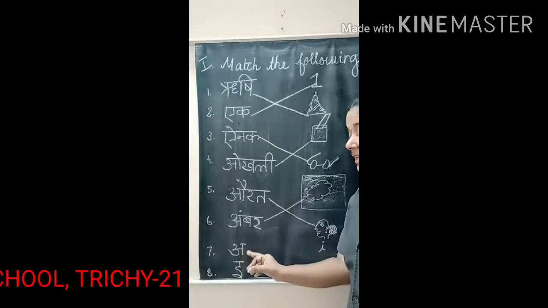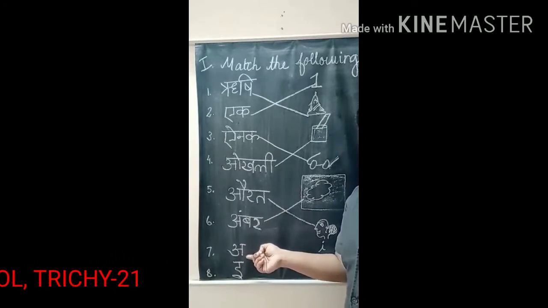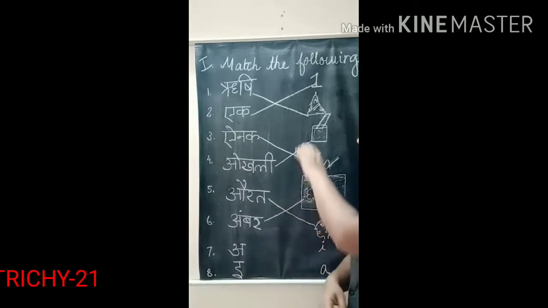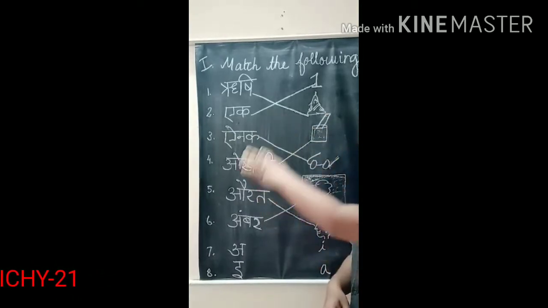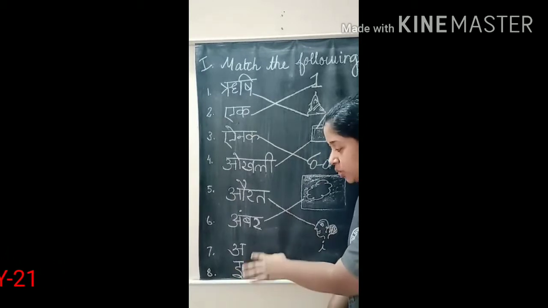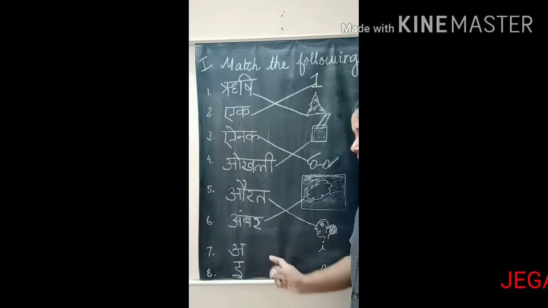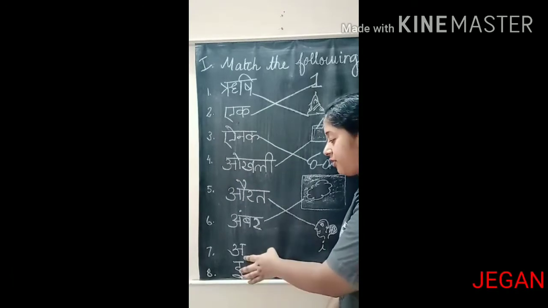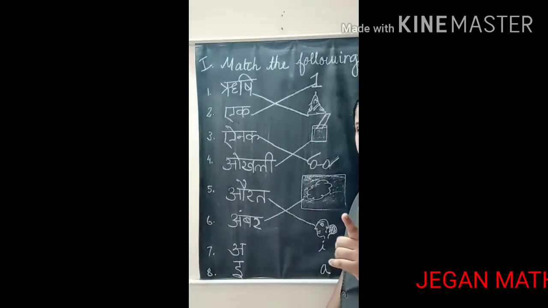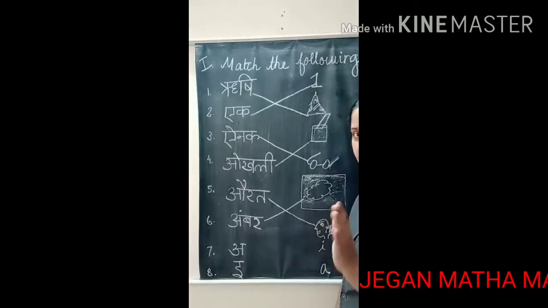Next is a letter, the first Hindi swar letter A. So now how to match it? See here, we have already matched all the pictures as well as the words. Only some Hindi letters are left, two Hindi letters, and similarly two English letters are also there. So how to match: for the swar A, we denote it in English as A. So here A is there, and like that we have to match it.